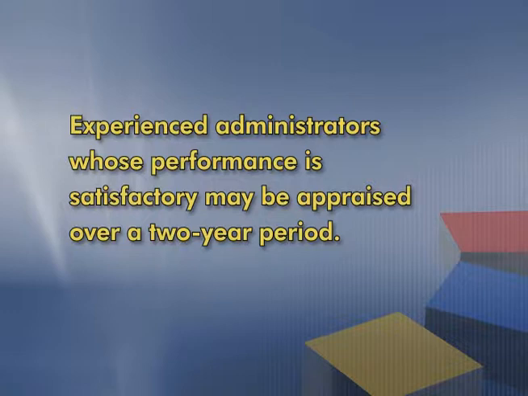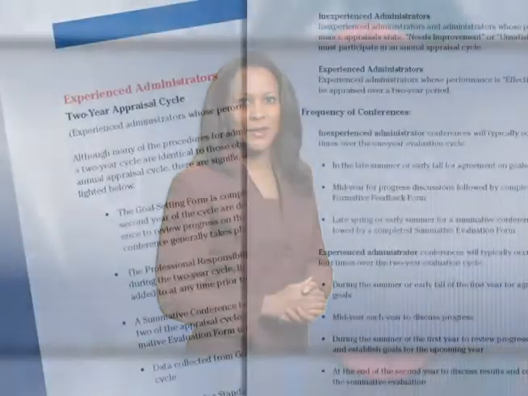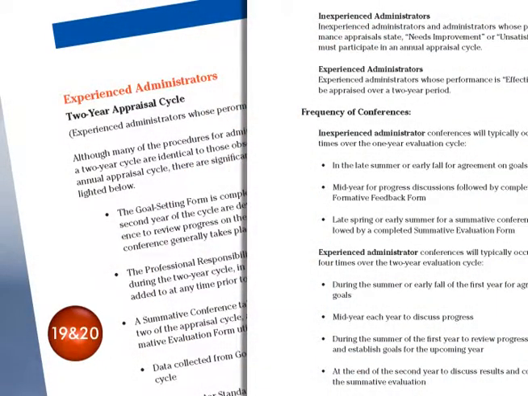Experienced administrators whose performance is satisfactory may be appraised over a 2-year period. Their conferences will typically occur at least 4 times over the 2-year evaluation cycle. See Guide pages 19 and 20 for more details on the differences between the 2 administrator categories. We suggest that you pause your video now and carefully review them.